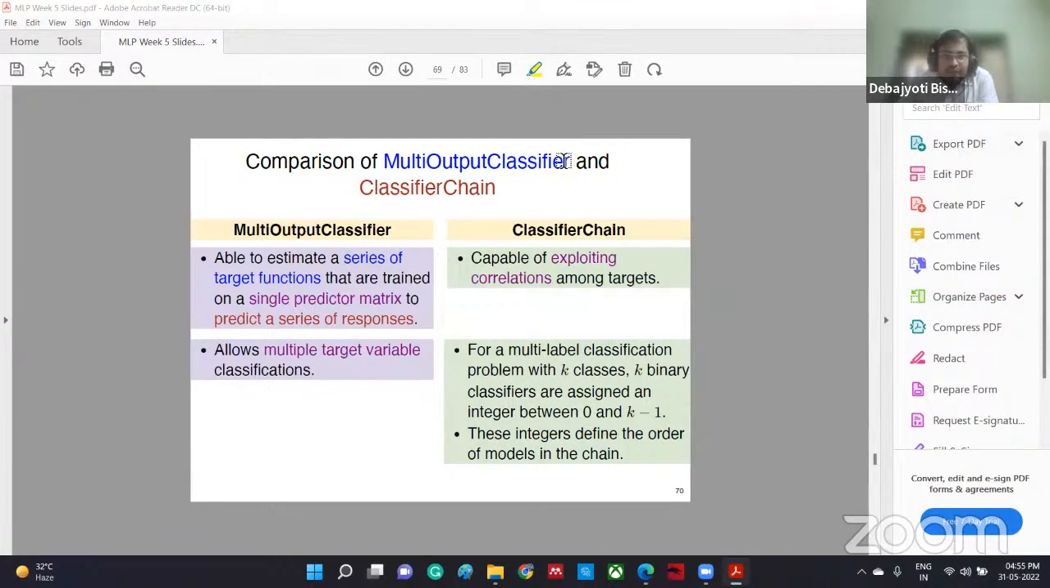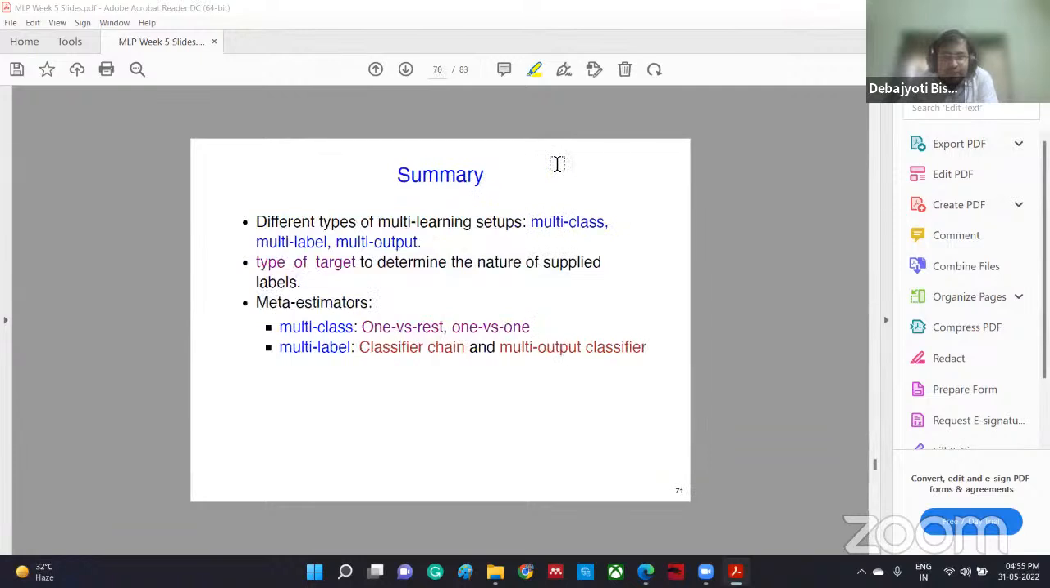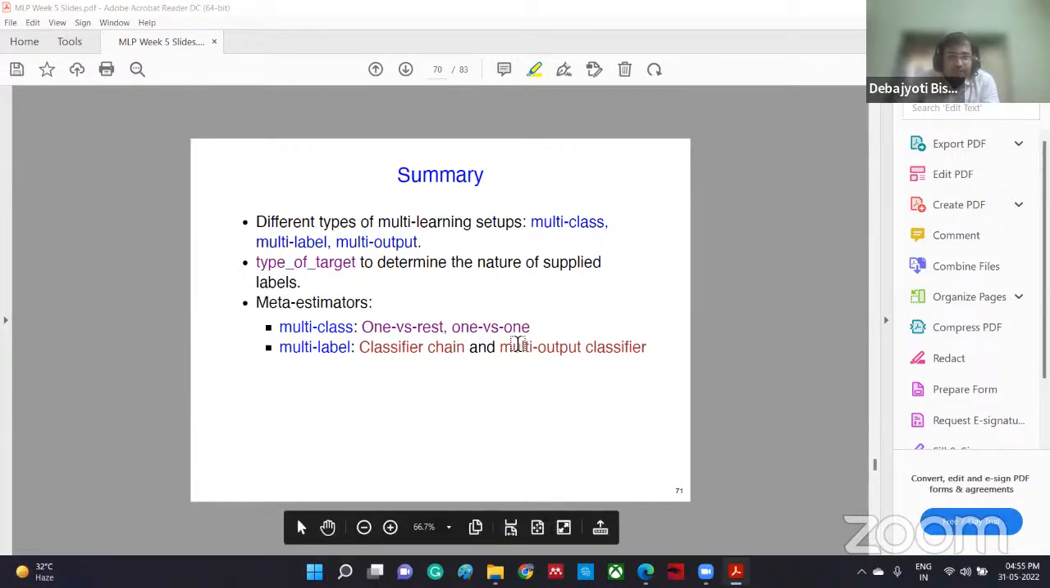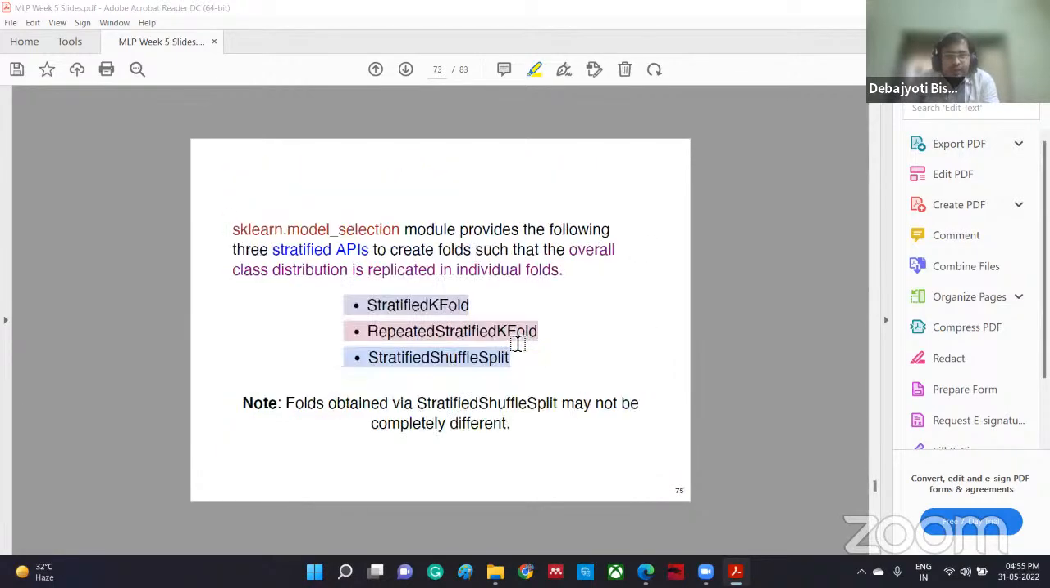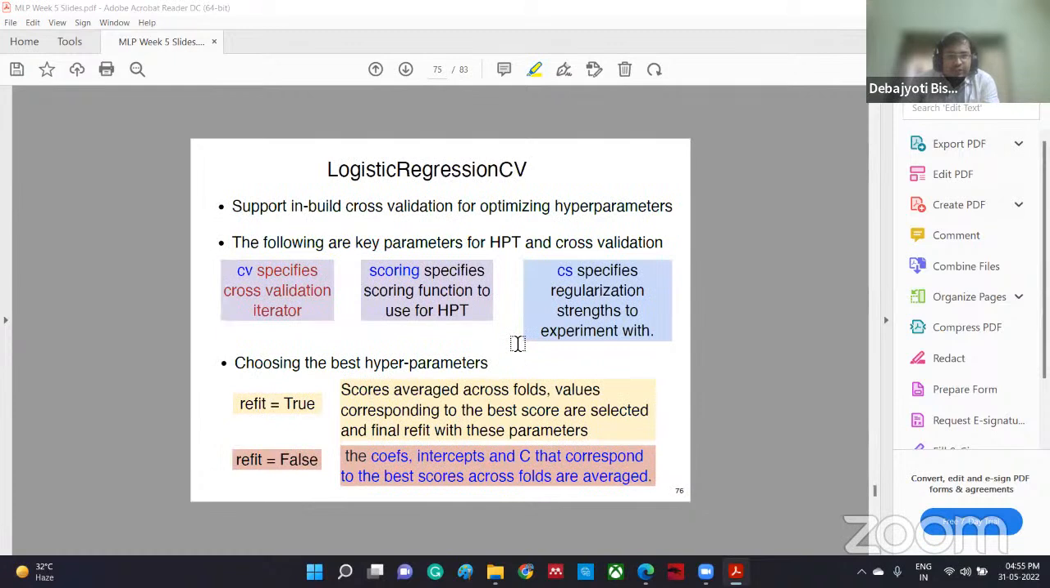Anyway, these slides are uploaded in the slide deck in the supplementary material. So please go through the slides once, and go through the lecture and the skill manual also. That will be helpful. Apart from that, this we have discussed again: refit. LogisticRegressionCV is used, which supports inbuilt cross validation strategies. It has one parameter called refit equals true or refit equals false.